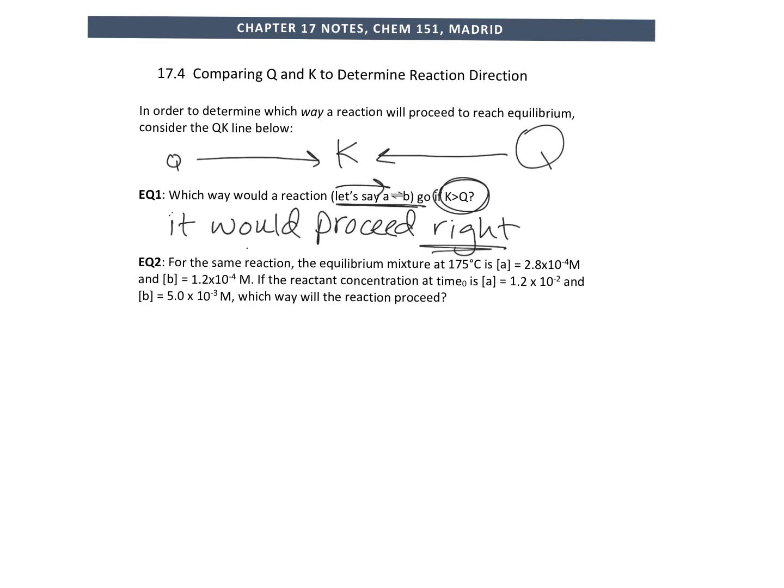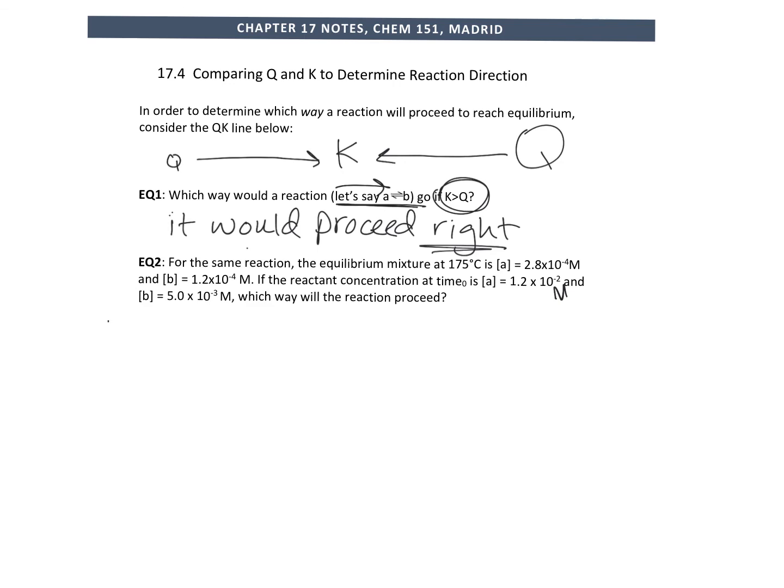All right, number 2, for the same reaction, the equilibrium mixture at 175 degrees Celsius gives a concentration for A and then a concentration for B. And it's at equilibrium mixture. If the reactant concentration at time 0 is A is equal to this and B is equal to this, which way will the reaction proceed? Should be a little molarity there. Okay, so what I can do is evaluate K and Q and compare them to each other.